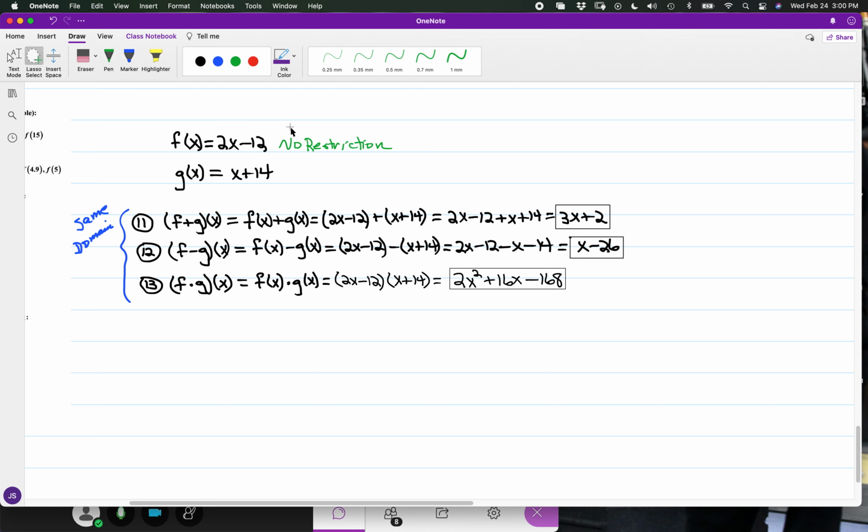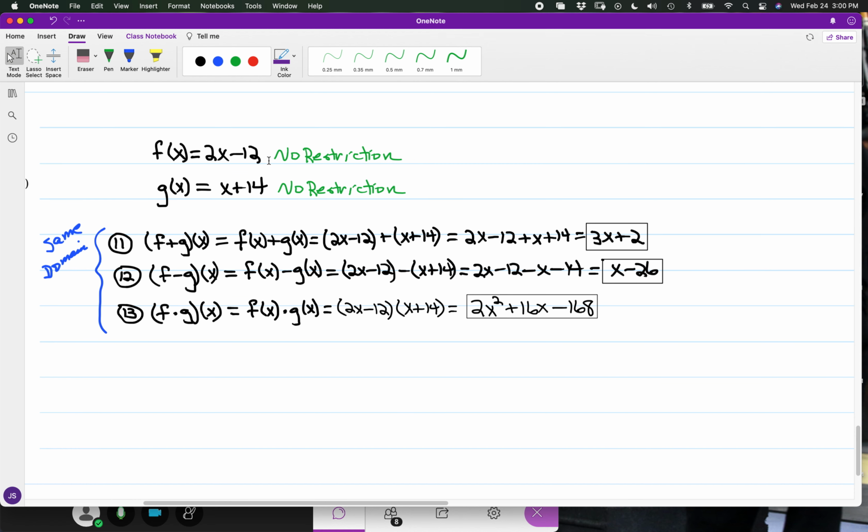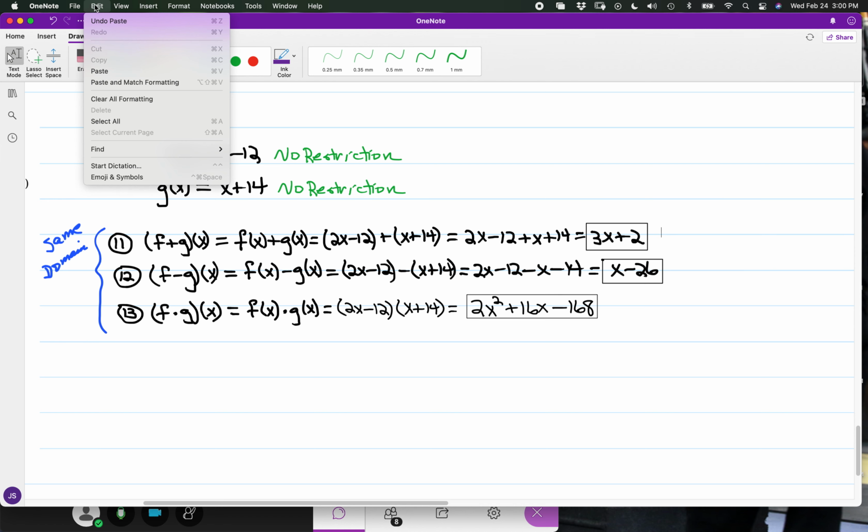Also, for g of x, like f of x, we have a linear expression, no fraction, no even root radical, and so we also have no restriction. And guess what? Since there are no restrictions between f of x and g of x, there are going to be also no restrictions for the sum, difference, and product functions.